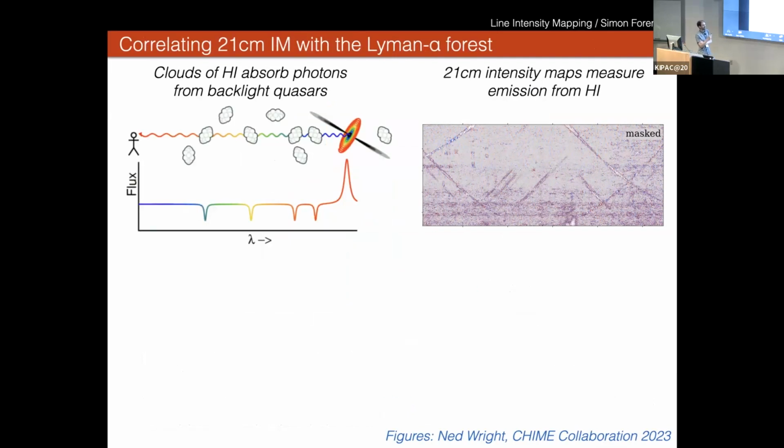So just quickly before I wrap up, there's another recent measurement from CHIME that I'd like to highlight.